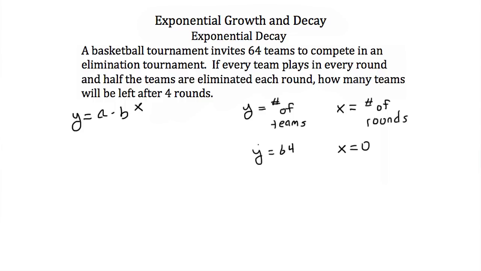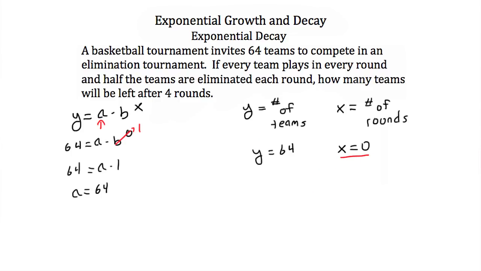If I plug this in, my y is 64, a times b, my x is 0. b to the 0 is just 1, so I have a times 1 is equal to 64, which means my a is 64. So just like when we had an exponential growth problem, our a is our y-intercept. It's our starting value. It's whatever y is when x is equal to 0.